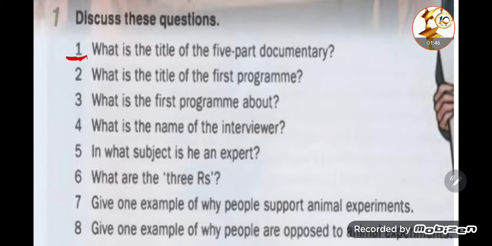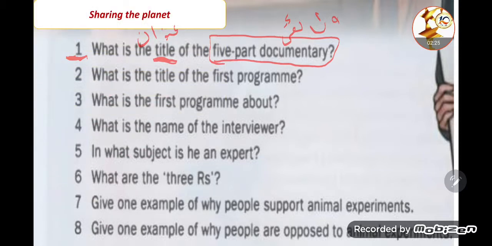Number 1 is so simple, or branch number 1. What is the title? We have explained the word title many times, and we said it means the title of the lesson or the piece we are studying, of the 5-part documentary. What does the word documentary mean? It means وثائقي. So what is the title of the documentary that consists of 5 parts? Of course, it was Sharing the Planet. Okay, in order to make sure that my answer was correct, let's see the answer here. As you can see, this is branch number 1, so Sharing the Planet.